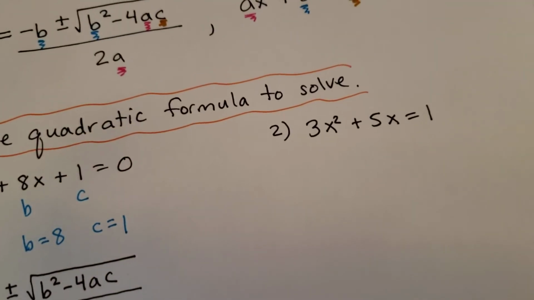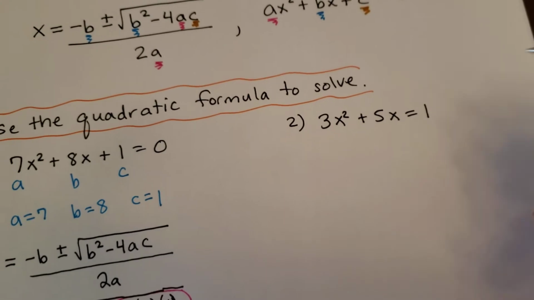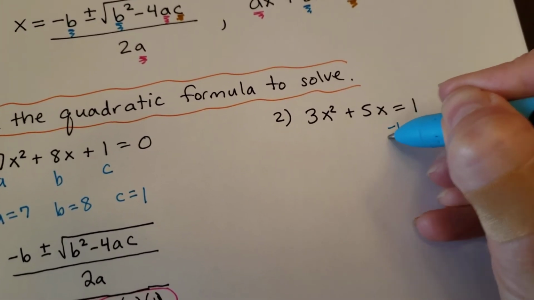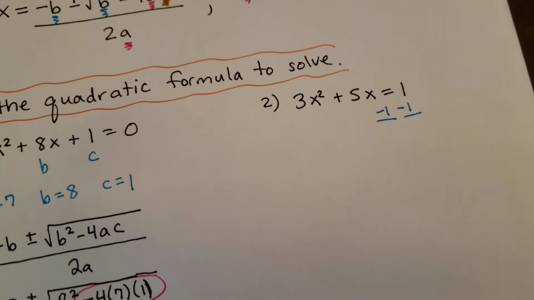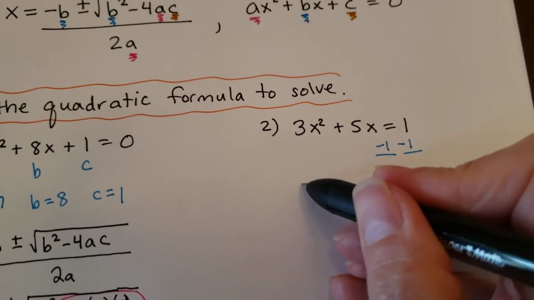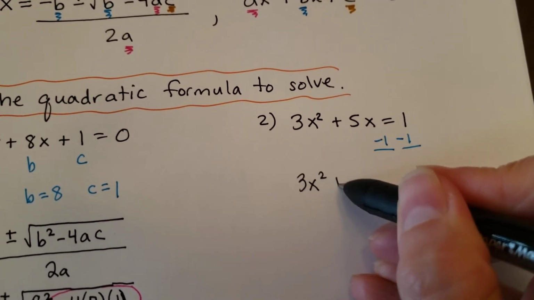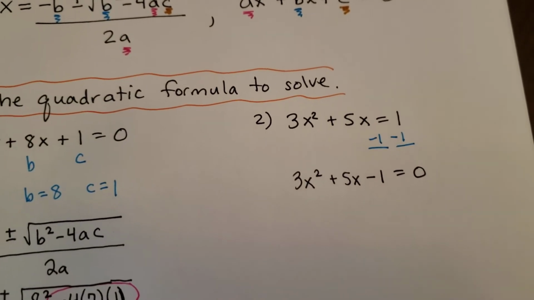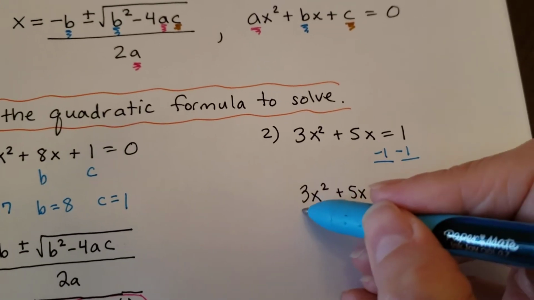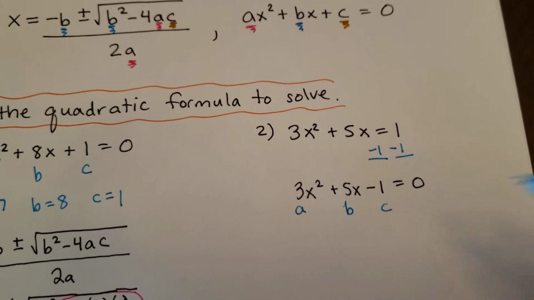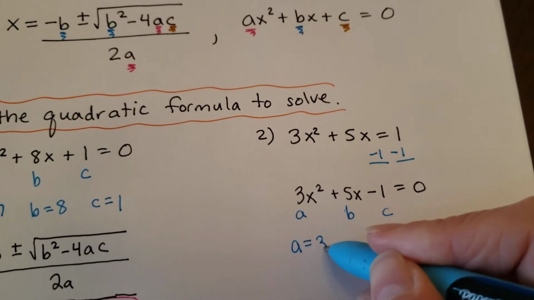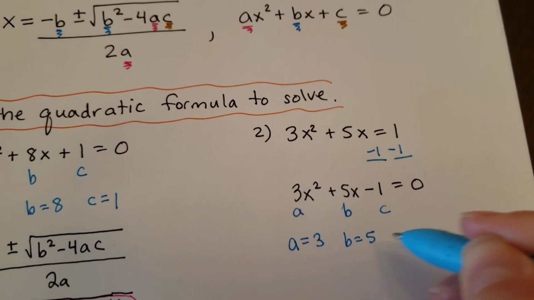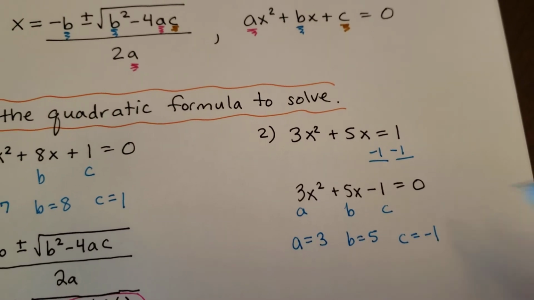Same process. This one does not equal 0 though, so the first step is to subtract this 1 over so that it equals 0. Always must equal 0. So then it's 3x squared plus 5x minus 1 equals 0. Now you can mark your A, B's, and C's. So here's A, B, C. So A is 3, B is 5, C is negative 1.